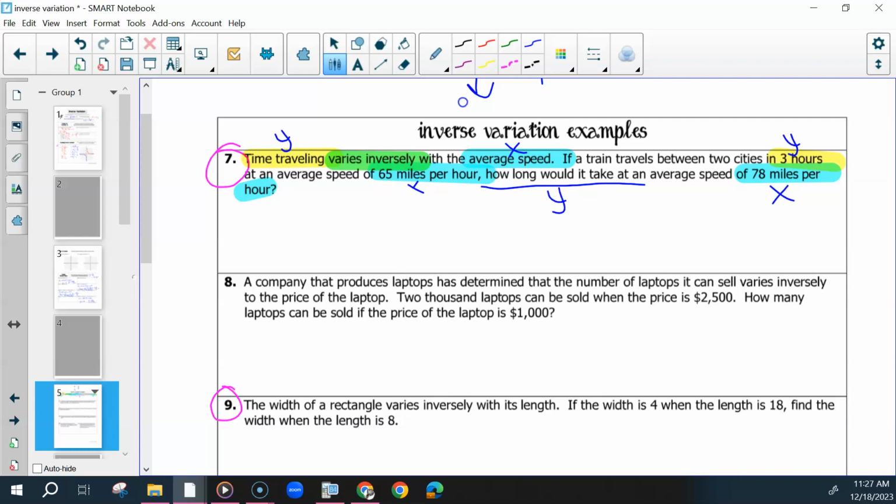Alright, so let's start to set this up just like we did previously. Find our k value by using the two numbers we're given, 3 and 65. Multiply, what would that give us? 195. Then we are looking for y, and we have x and k. How would we set that up? x, which is 78. Divide that. 2.5.